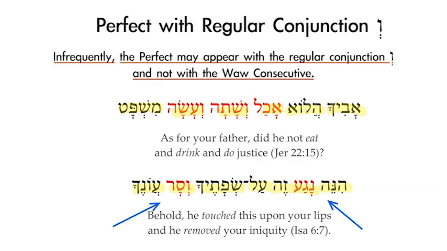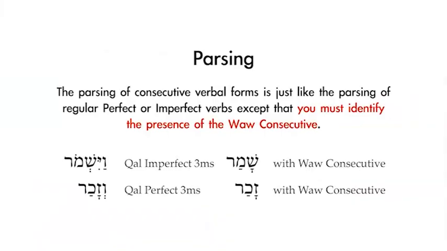So if you have a short series of contiguous perfects, or if you have two parallel lines in poetry that are matching one to the other in terms of their verbs, those are the only two environments in which you'll get a regular perfect prefixed with the conjunction, not the wow consecutive. Parsing. The parsing of the consecutive verbal form is just like the parsing of any regular perfect or imperfect, except that you must identify the presence of the wow consecutive in your parsing. So let's look at our examples together.